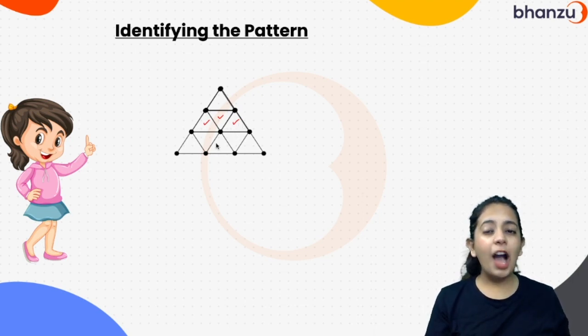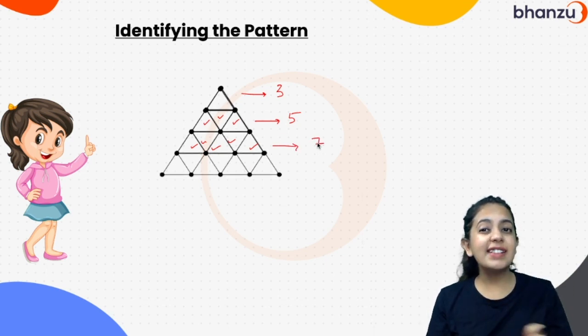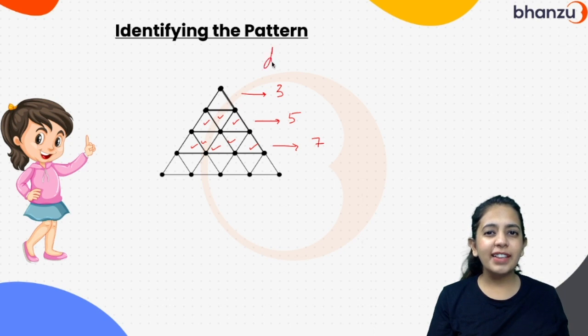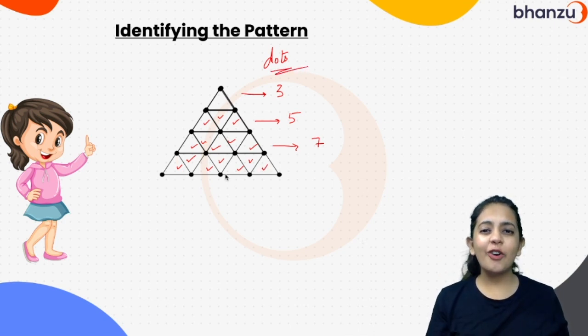Okay, in the next one, how many triangles are there? 5 triangles, correct. And how many dots are there? 7 dots. Here we can see 3 dots, here we can see 5 dots, here we can see 7 dots. Right, let's see the next one. How many triangles and how many dots can you find over here? Here we can see 1, 2, 3, 4, 5, 6, 7 triangles. And how many dots? 1, 2, 3, 4, 5, 6, 7, 8, 9 dots, right?